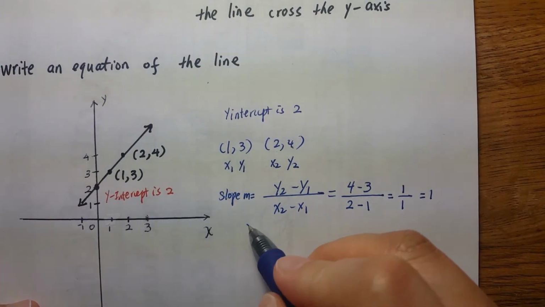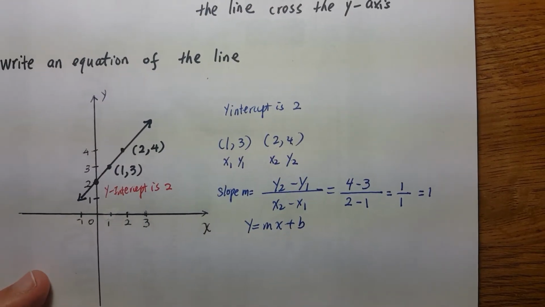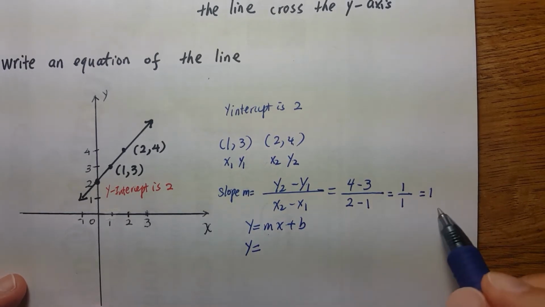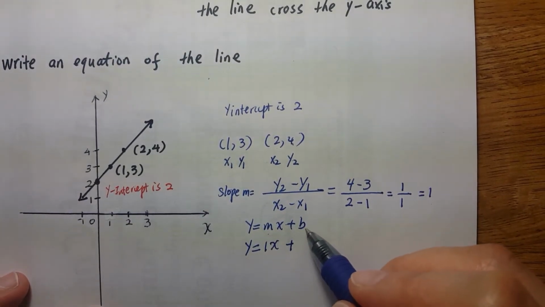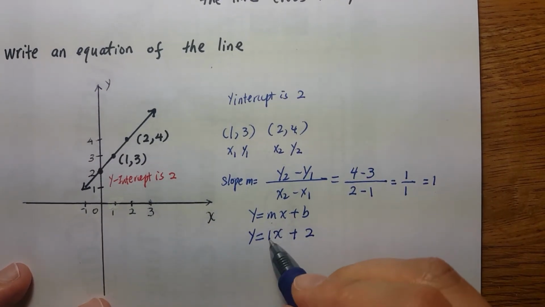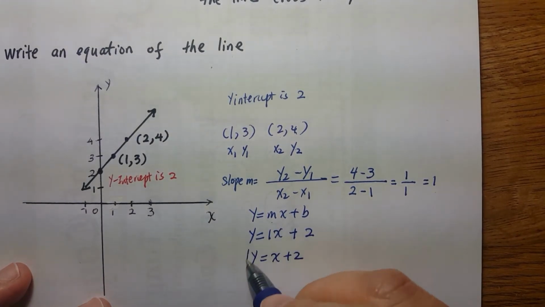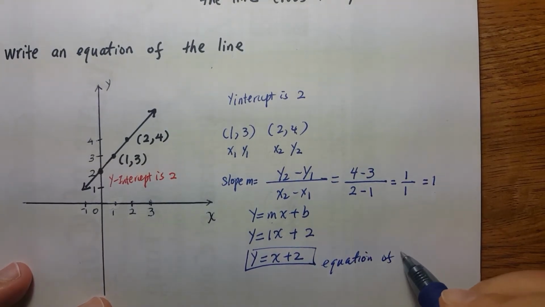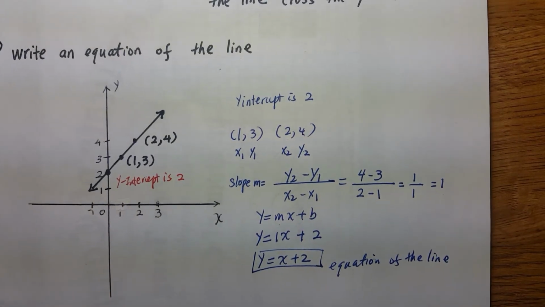You always begin with y equal to mx plus b. We keep the y, and we replace the m by the slope that we found, which is 1. So it's 1x plus b, and b is the y-intercept that we found, which is 2. So plus 2. We know that 1x means x, so y equal x plus 2. This is the equation of the line. So we finished question number 1.